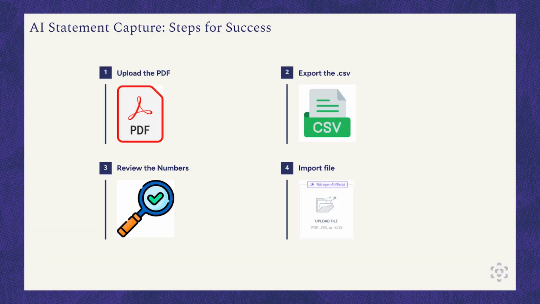That is AI statement capture in a nutshell. We covered a lot of ground. Again, we covered what it is, why it exists, and we walked through a lot of the value propositions, a couple of the statement best practices, and all that. So to end, here are the steps for success as the AI statement capture process gets a little bit more robust. Again, we want to make sure we upload the PDF, export the CSV if it's a little bit more complicated. We're going to review those numbers and then re-import the file as a CSV or an Excel file to make sure that it's right in there.